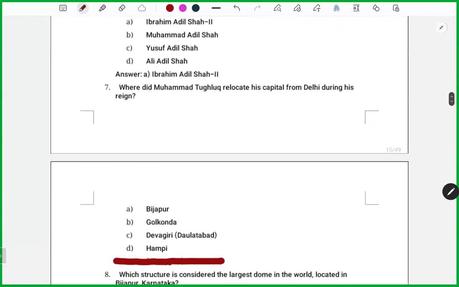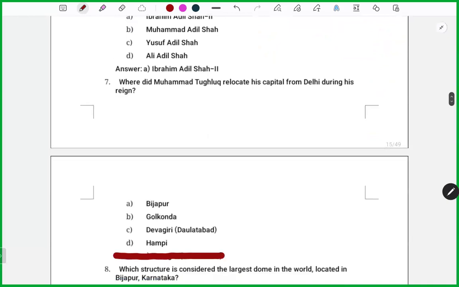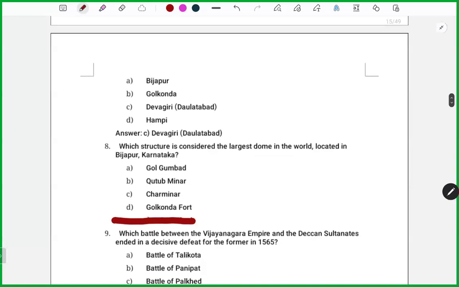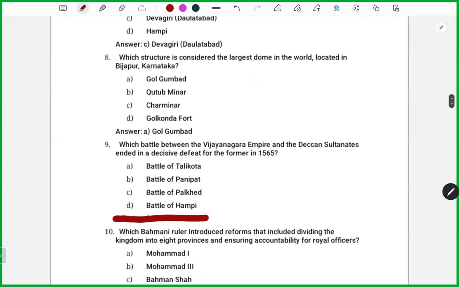Okay. Where did Muhammad Tughlaq relocate his capital from Delhi during his reign? Devagiri. Okay. Which structure is considered the largest dome in the world located in Bijapur, Karnataka? Golconda. Okay, very good. Which battle between the Vijayanagar Empire and the Deccan Sultanates ended in a decisive defeat for the former in 1565?